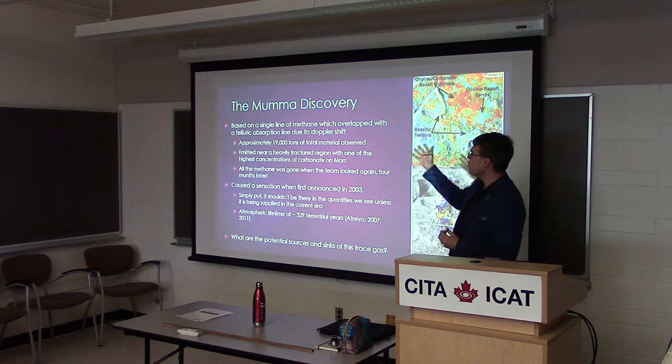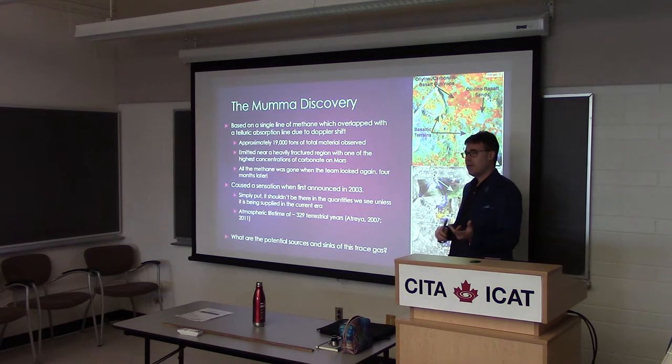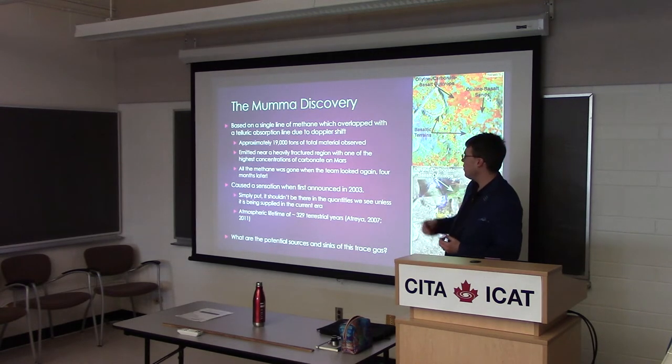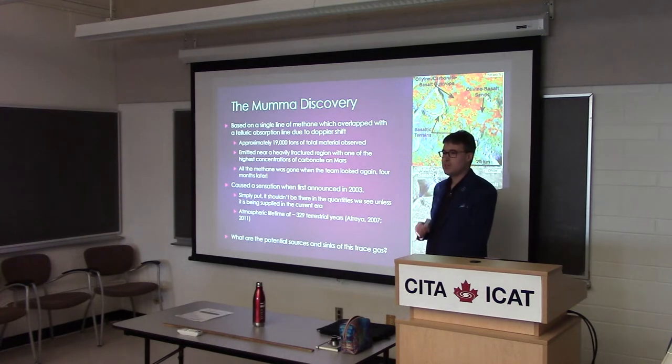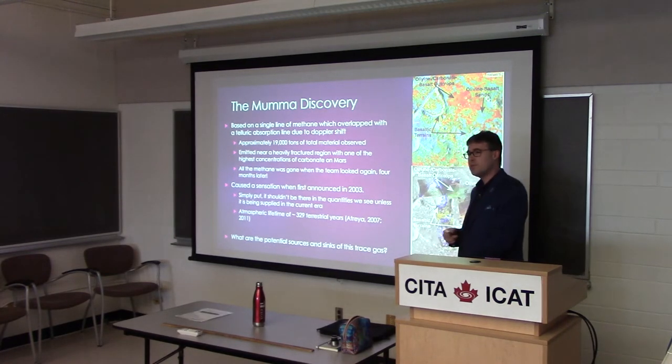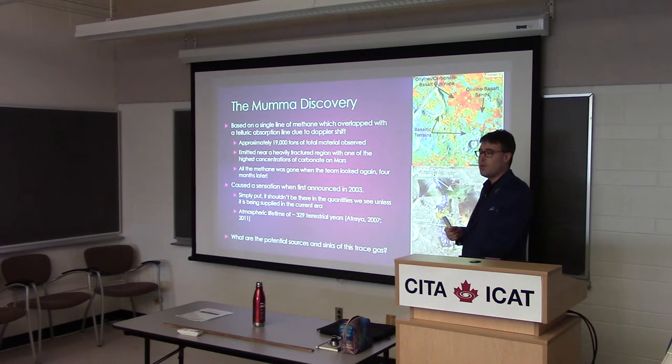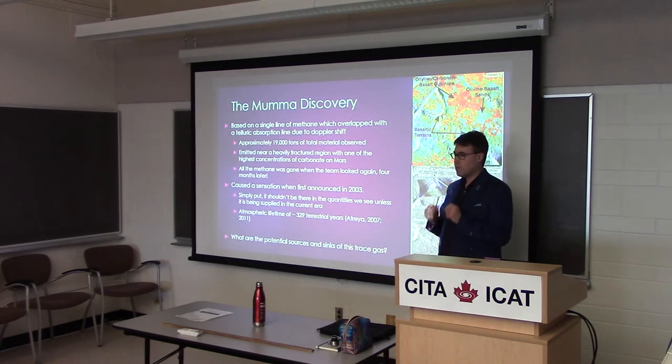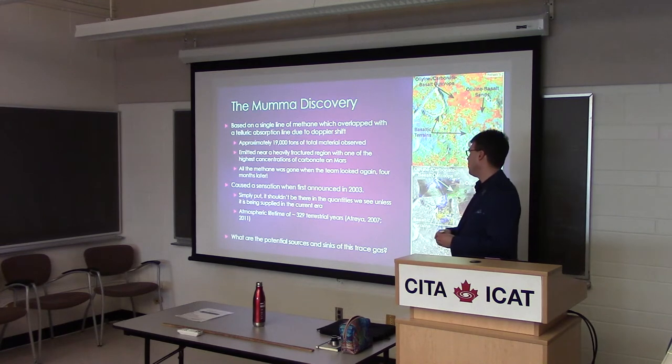This was something that was really exciting. Even though it was only a single line of methane, it did overlap with the telluric absorption line, so something in our own atmosphere, but it was a huge amount of material we're talking about, 19,000 tons. And the place where it was emitted was also interesting. That Nili Fossae region is very fractured, and it's one of the few places where we see carbonates on Mars, which my geology friends get really, really excited about, let me tell you.